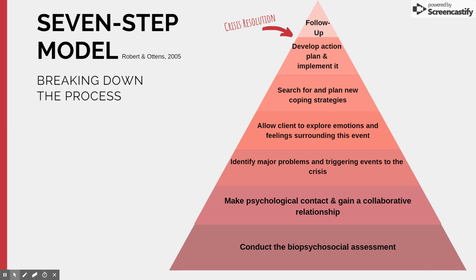According to Roberts and Oddens, there is a 7-step model that can help crisis intervention teams work towards resolution with a client. As you're looking at this diagram, you'll notice the model represents a bottom-up approach. The first thing you'll do is conduct a biopsychosocial assessment, then quickly move up to making psychological contact with the client and gaining a collaborative relationship or building rapport. You will then identify major problems and find any events that triggered the crisis, and then allow the client to explore their emotions and feelings surrounding the event, after which you will search for and plan new coping strategies.